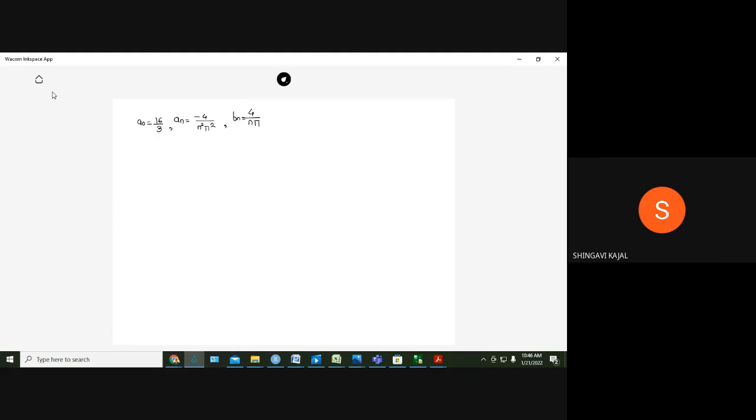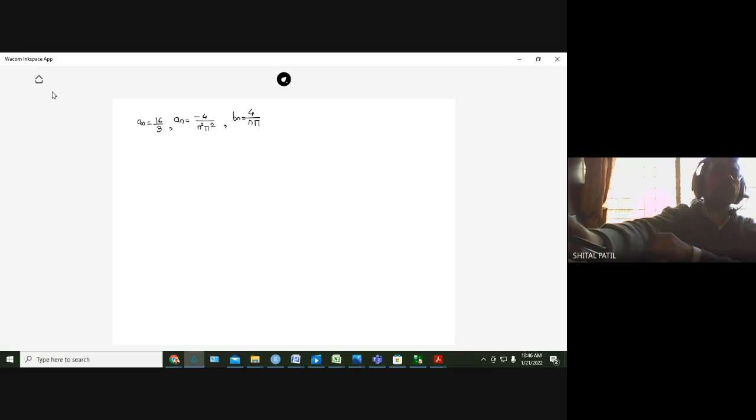If the function is neither even nor odd, then do we have to calculate all three? In that case, we have to find a naught, a n and b n, all three we want to obtain. Okay.